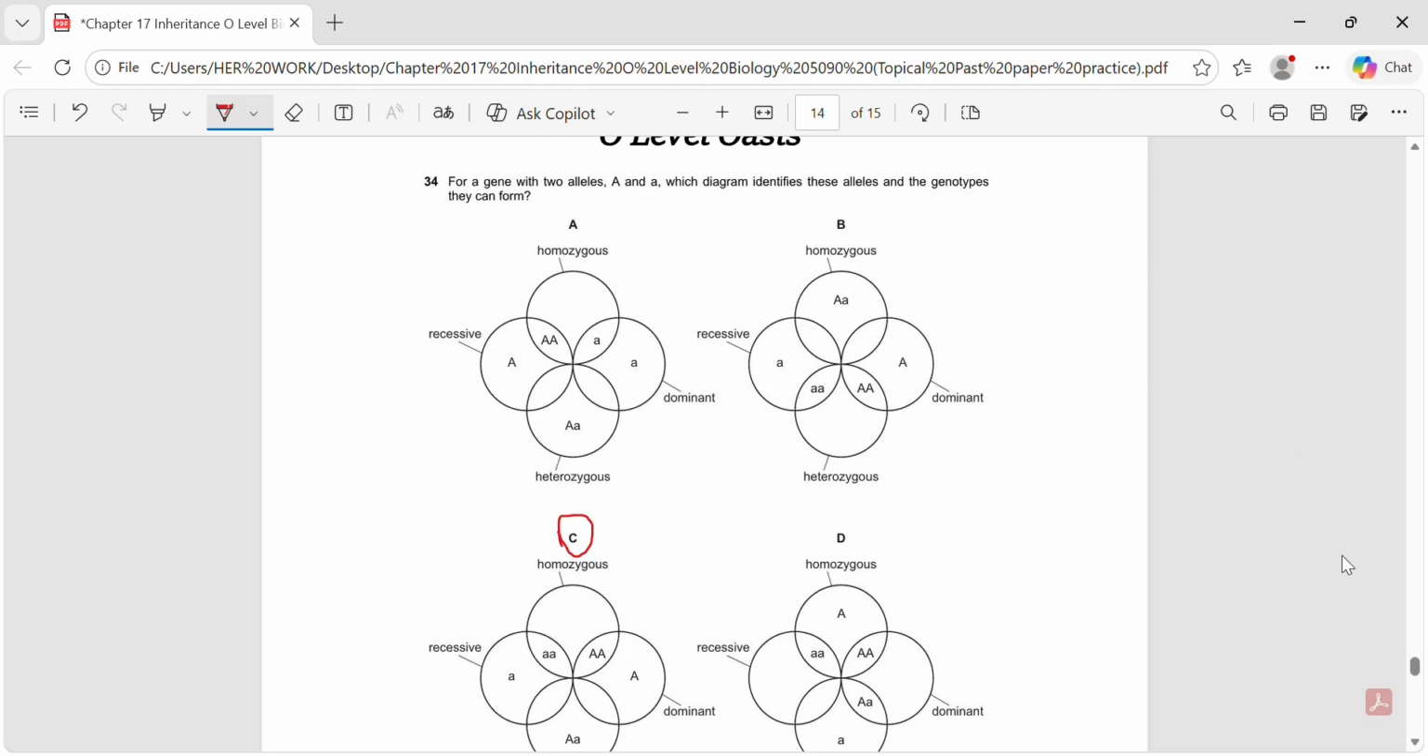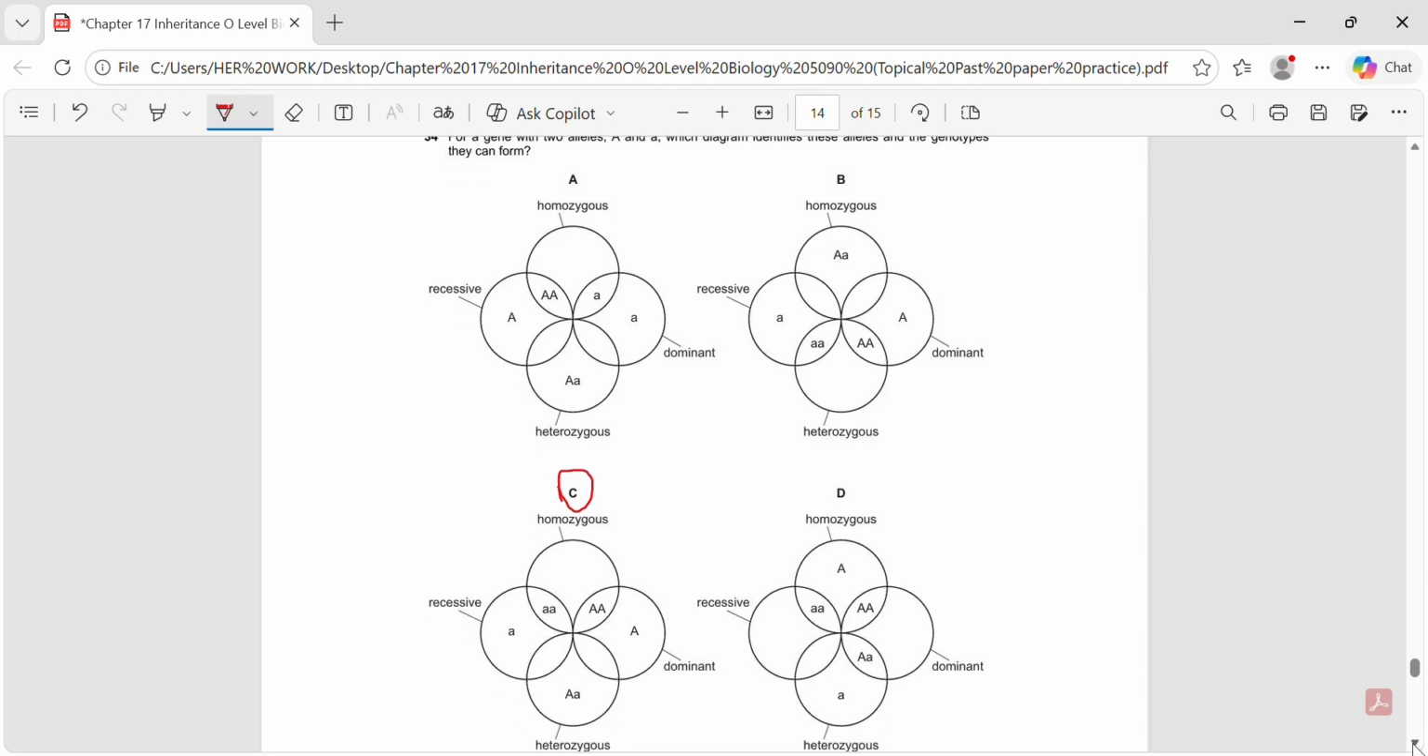The dominant allele, capital A, is shown correctly, and the recessive allele, small a, is also placed properly. It also correctly groups genotypes. Capital AA and small aa are placed under homozygous because they have identical alleles, while capital A and small a is placed under heterozygous because it has different alleles. The other options are wrong because they either mix up dominant and recessive alleles or incorrectly classify genotypes.